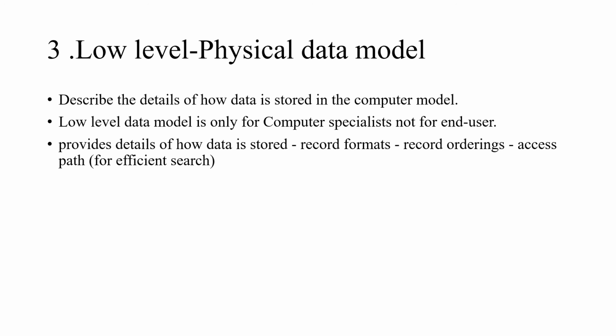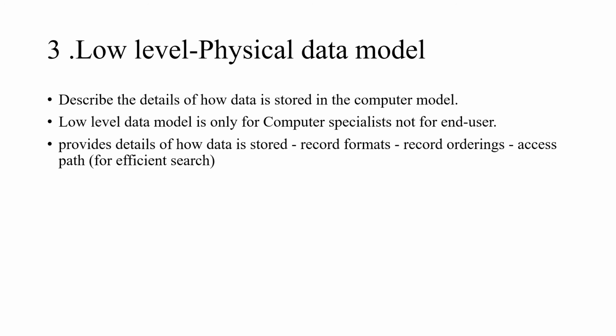Then the representational or implementational data model provides concepts that are understood by the user and also hides some details. How the data is stored in the computer, these details are hidden. Record-based data models are examples for it. In record-based data models, data is stored in the form of records. For example, hierarchical data model, relational data model, network data model. These are examples for the representational or implementational data model. In a relational data model, data is stored in the form of relations. We will explain all these models in detail later.